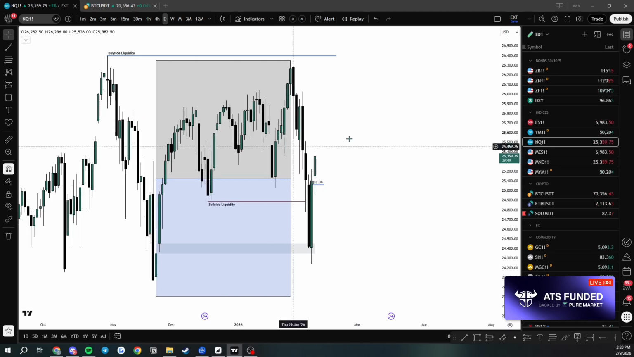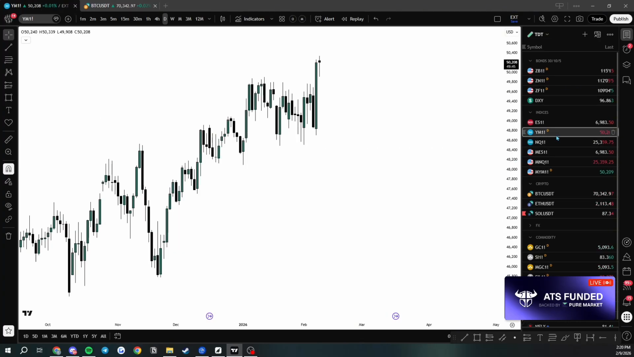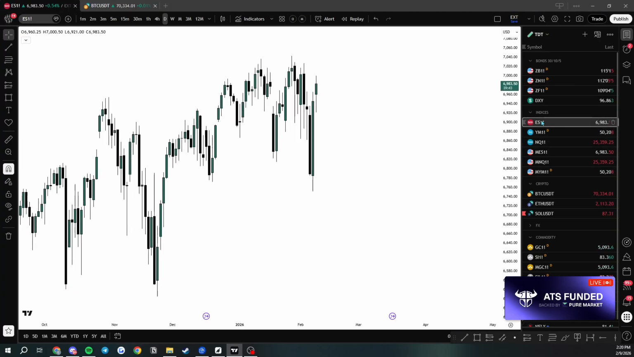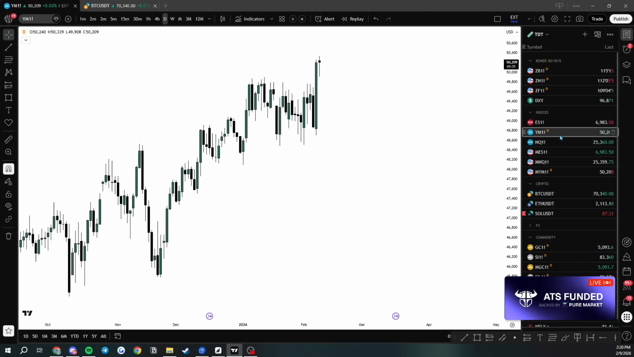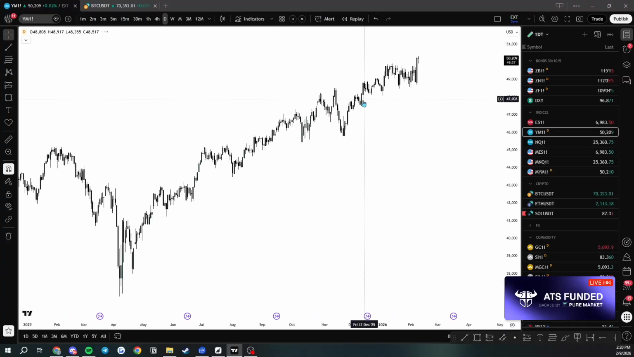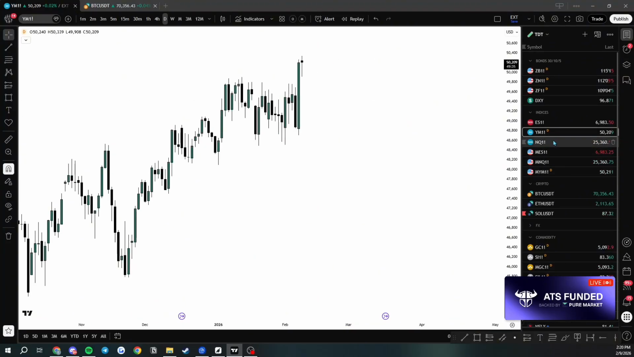So once again, that's what we were thinking about for NQ, right? And as you can see, the other two correlated assets also pretty much did the same thing. YM looking to be the strongest, surprisingly.